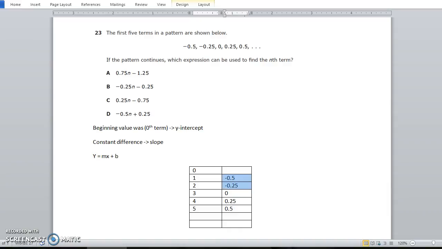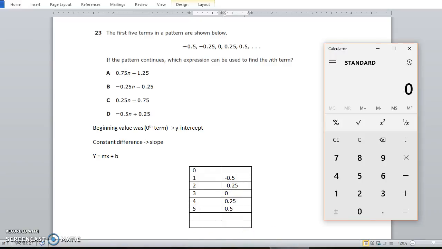So I'm asking myself, how do I go from 1 to 2, from 2 to 3, from 3 to 4, from 4 to 5? Again, the difference should be the same everywhere, so I'm more comfortable with the positive numbers here. I'll look at how to go from 0 to 0.25 to 0.5. Going from 0 to 0.25, I had to add 0.25. So if I add 0.25 plus 0.25, I would get 0.5. Let's check: 0 plus 0.25 gives me 0.25, plus 0.25 gives me 0.5.